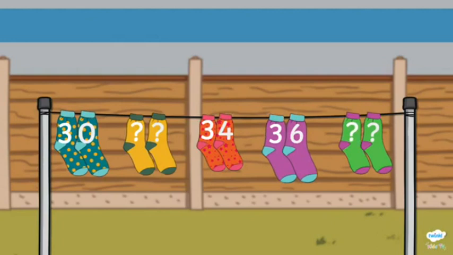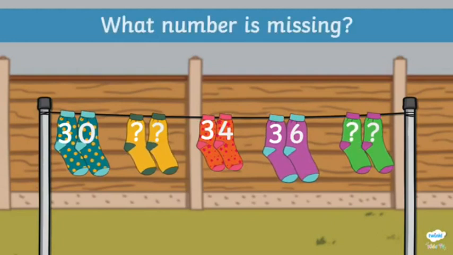All of Billy's socks go up on the line in a multiple of a certain number, but he has forgotten what number this is. He needs your help to figure out if all these socks belong to him. We begin with finding two numbers that we know and that are next to each other. With this number line, we can see that the numbers 34 and 36 are next to each other. To get from 34 to 36, we must add 2. This means the difference between the numbers is 2.